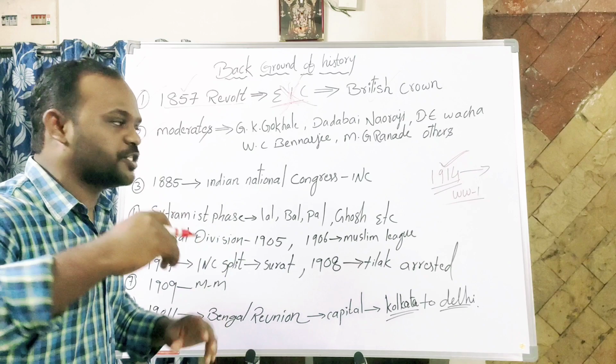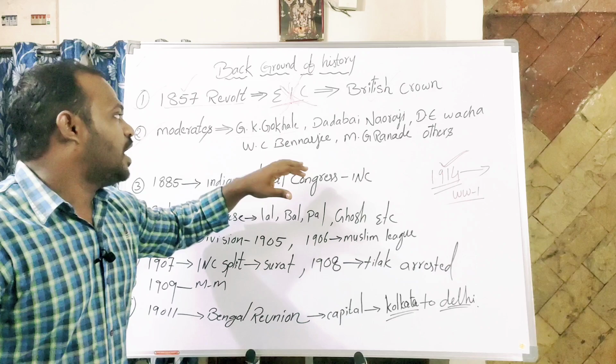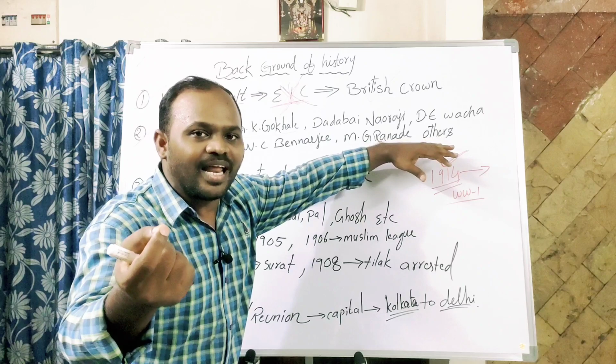Here, the moderates, for example, Gopalakrishna Gokhale and Dadabhai Naoroji, Dinshaw Wacha, and there is W.C. Banerjee, and there is M.G. Ranade, and K.T. Telang, and many other people who are there in this moderate group.